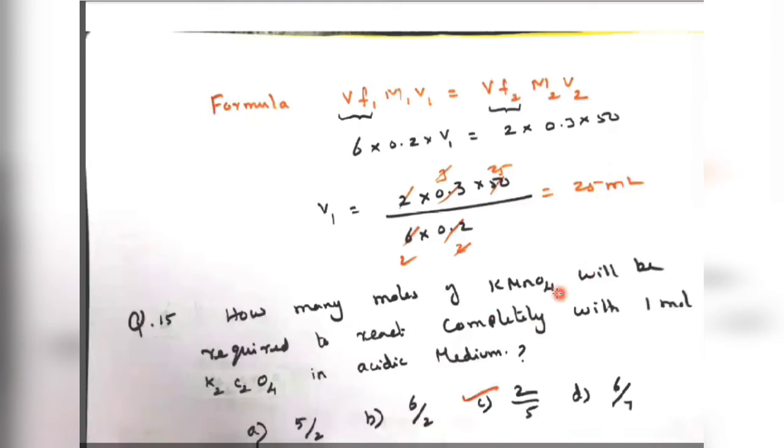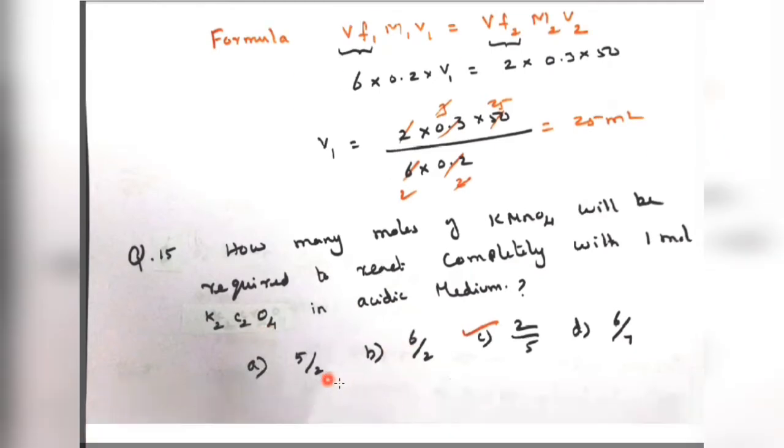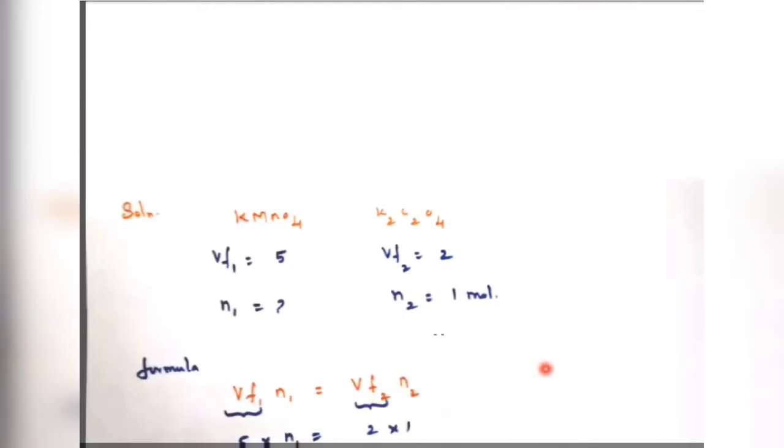How many moles of potassium permanganate will be required to react completely with 1 mole of potassium oxalate, K2C2O4, in an acid medium? The options are 5 by 2, 6 by 2, 2 by 5 and 6 by 7. So we know potassium permanganate and potassium oxalate. Already I told you, for potassium oxalate and sodium oxalate, the valency factor is 2. For potassium permanganate, the valency factor is 5. For potassium dichromate, the valency factor is 6. For ferrous sulfate, the valency factor is 1.